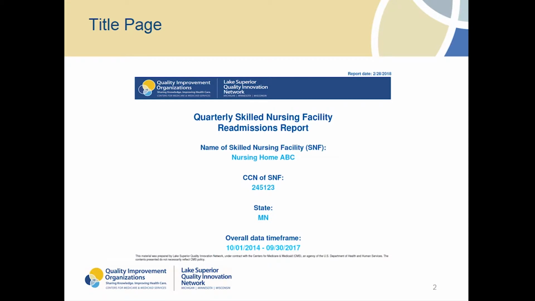This is the title page of the report. You can expect to see your skilled nursing facility's name, the CMS identification number for your skilled nursing facility, your state, and the overall data time frame. The data included in this report spans patient dates from October 2014 through September 2017. Each quarter, this date range will shift.